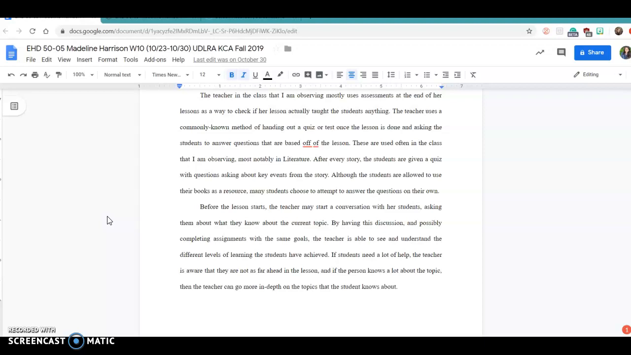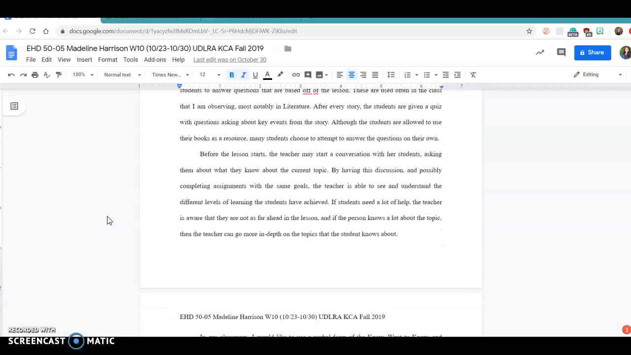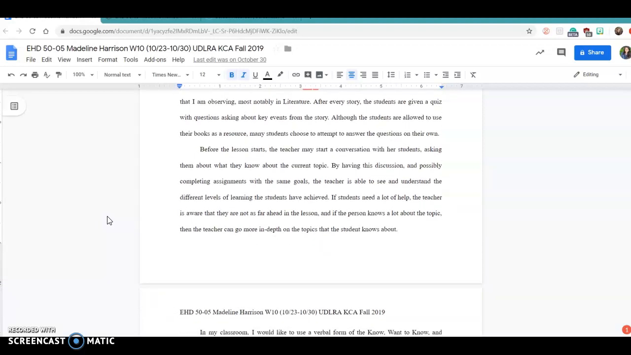So the biggest thing is that the teacher that I was observing, she does use conversations to kind of test the knowledge of the students on certain topics and lessons that she's going to go over. But the biggest thing that she does is she usually has tests and quizzes at the end of lessons to see how much they learned.